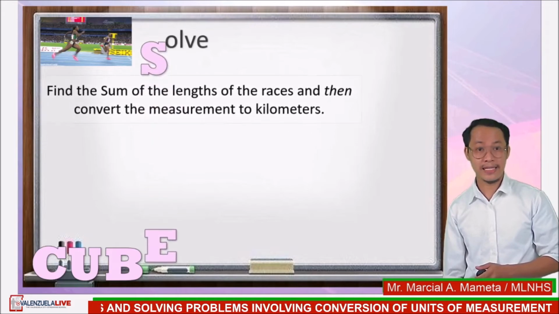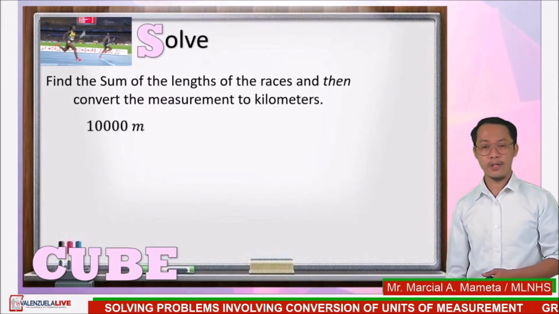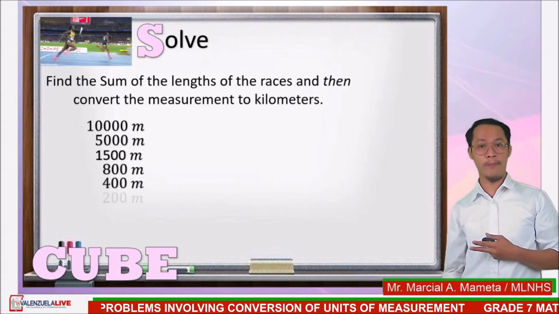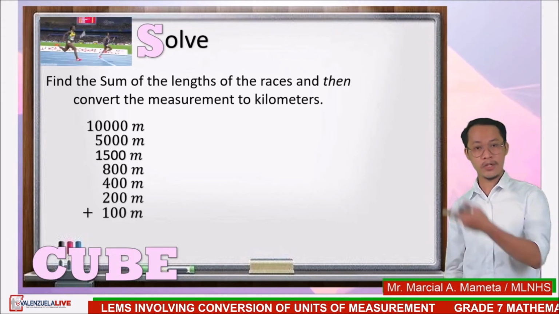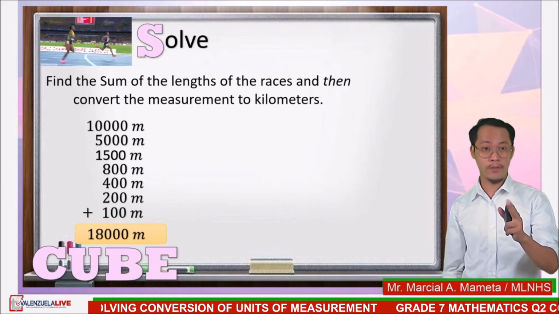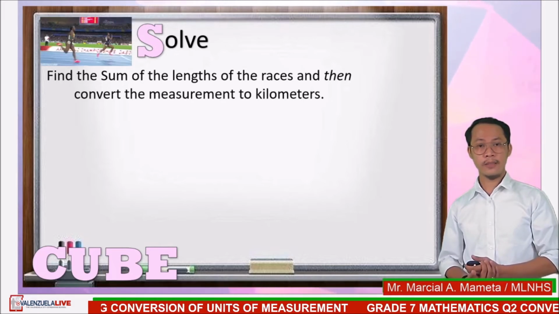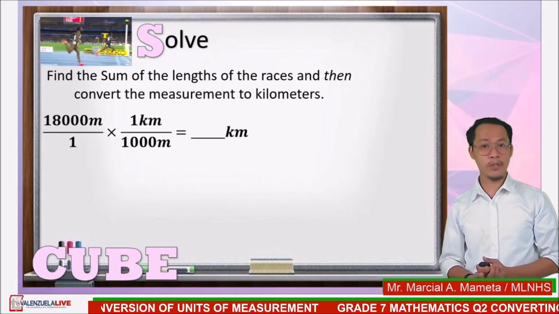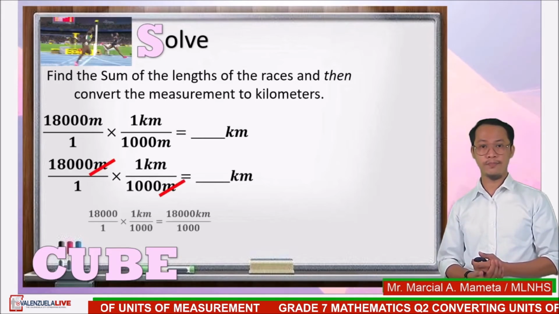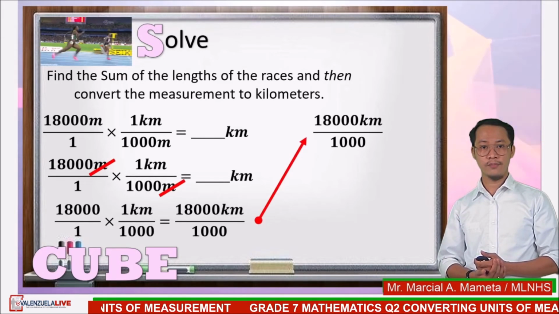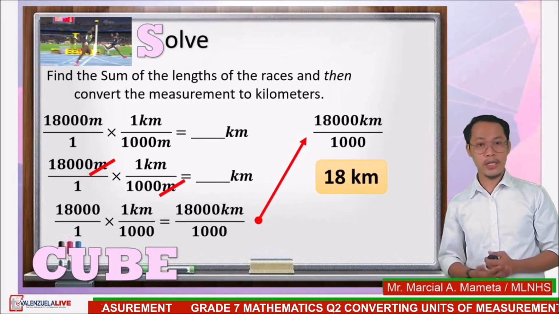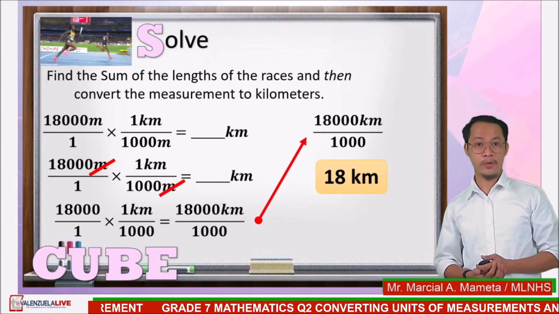Lastly, S, solve. So we have here the given lengths of races based upon our given problem. If we find the summation of these lengths, we have 18,000 meters. Now, let us try to convert 18,000 meters to kilometers. And here is the solution. Therefore, 18,000 meters is equal to 18 kilometers.